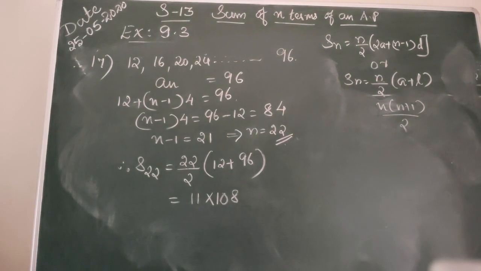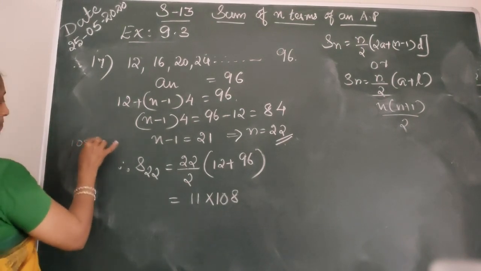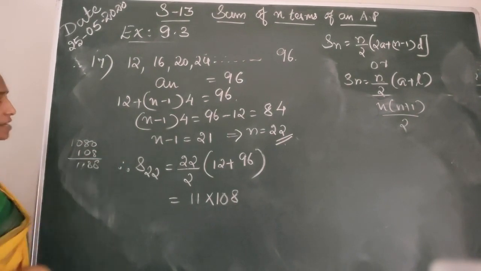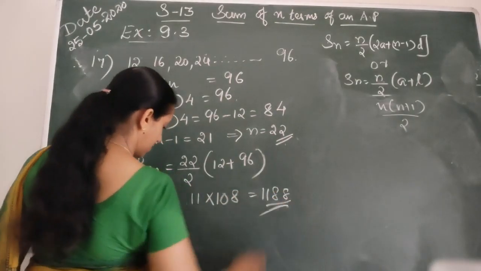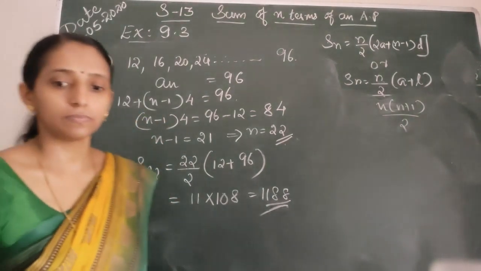Plus 108, no, not 1080 plus 11, 1080 plus 108. What is the answer? $1188. You are getting 1188. Okay.